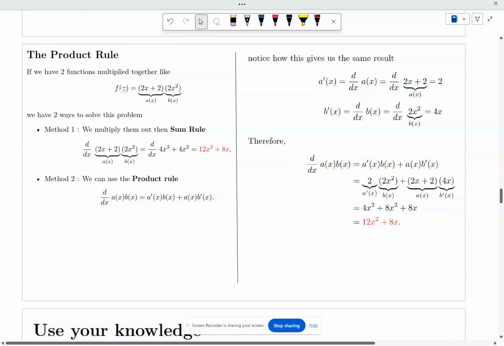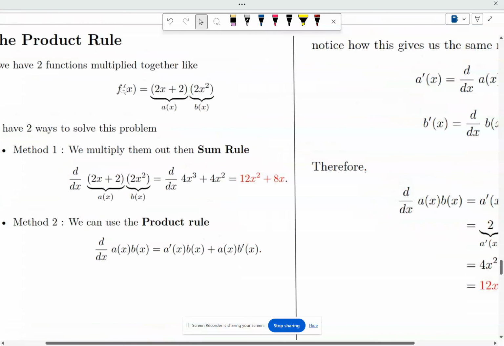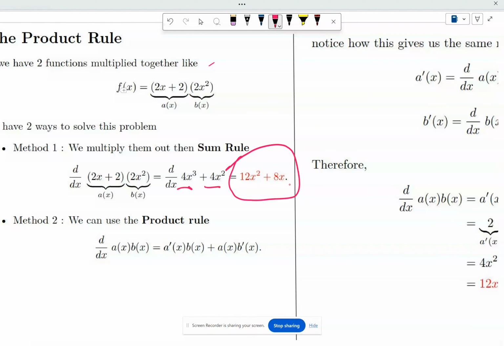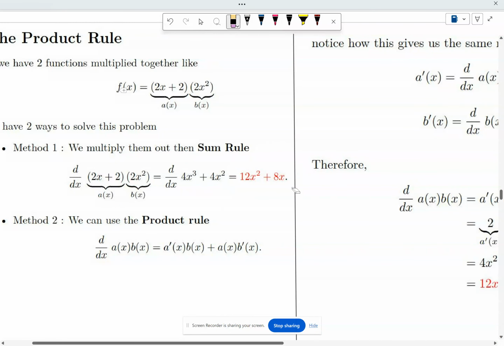All right, the next one is called a product rule. So product rule is when you have separate parts of a function that are multiplied together. Obviously, the easiest way with what we learned is we can multiply them out. So this becomes 4x cubed and 4x squared, if you actually multiply them together, that's what you will get. And then we can use the sum rule to calculate the derivative. So you could do that. However, there are times that you can do it better, or it's easier if you use the product rule.